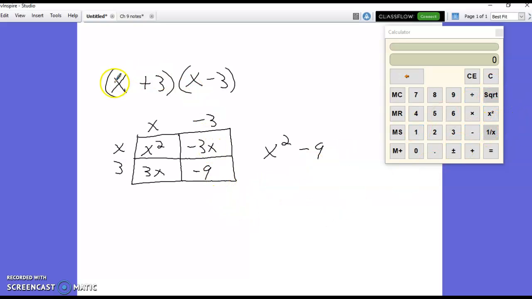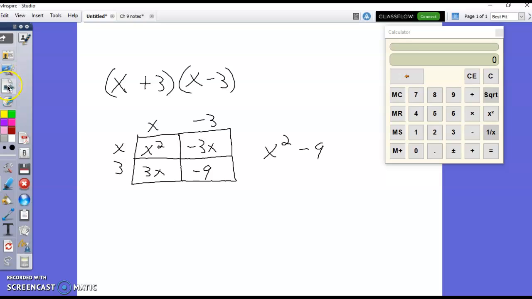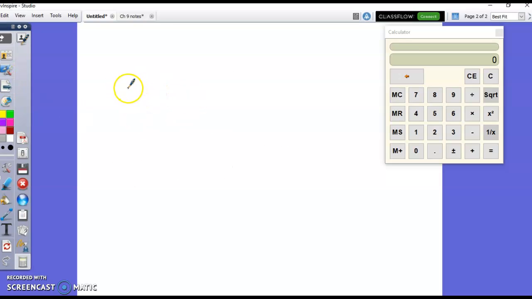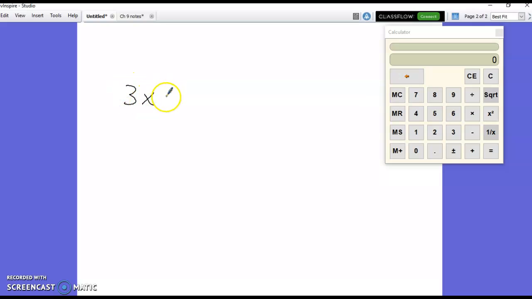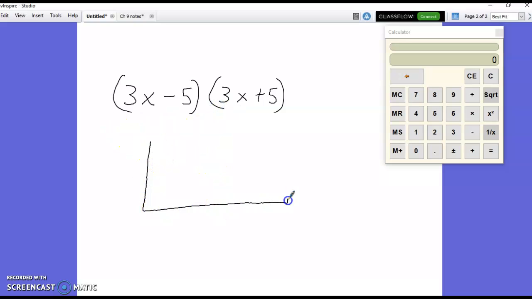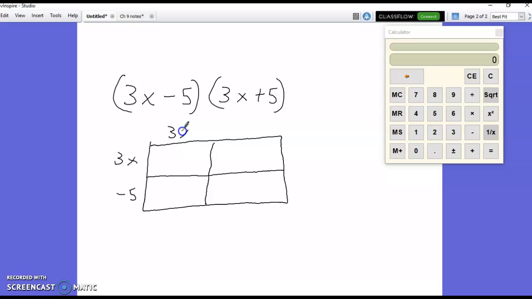All right, let's do one more example where we have a coefficient with the x. And you'll see that those terms are still going to cancel out. All right, so one more sample problem. Let's say 3x minus 5 and 3x plus 5. All right, so we're going to set up our box. Okay, go ahead and pause this and do the problem and see if we get the same answer. So this would be a 3x, a negative 5 here, 3x, a positive 5.